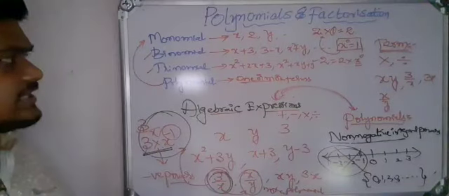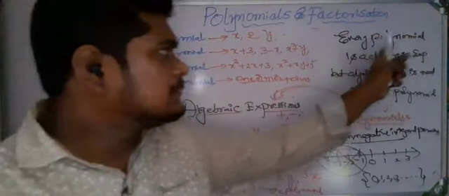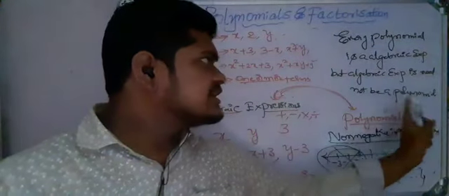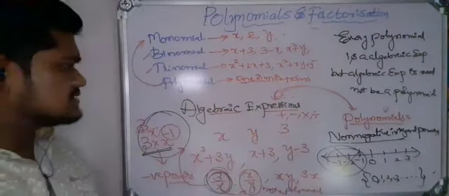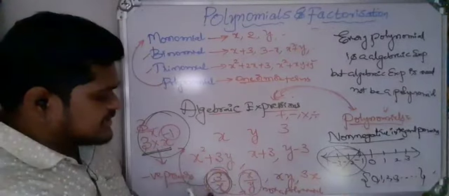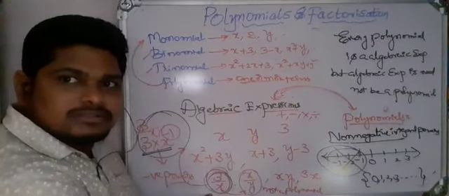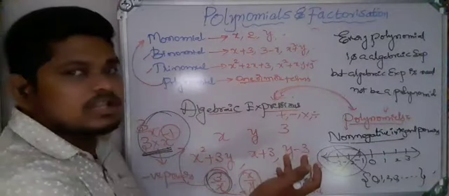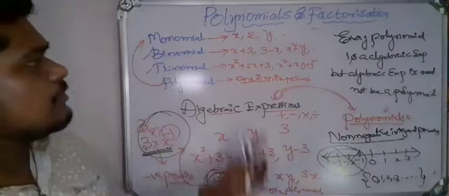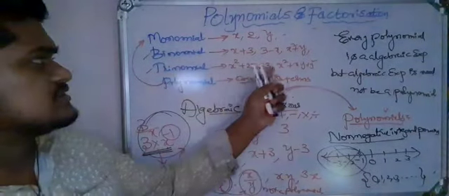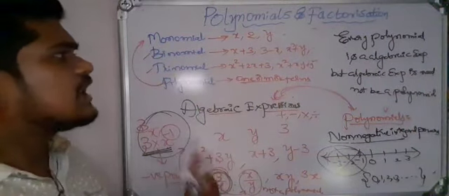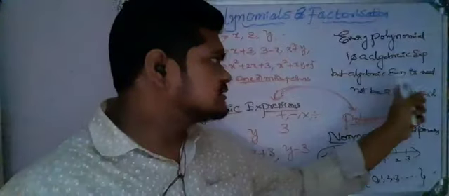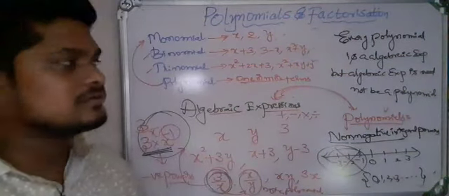Finally, what you should write: every polynomial is an algebraic expression, but every algebraic expression need not be a polynomial. Why? Because if you take the algebraic expression 3 by x, it is 3 into x power minus 1, a negative power is there, so this can never be a polynomial. But if you take a polynomial like x square plus 2x plus 3, it is compulsorily an algebraic expression. So every polynomial is an algebraic expression, but every algebraic expression need not be a polynomial.